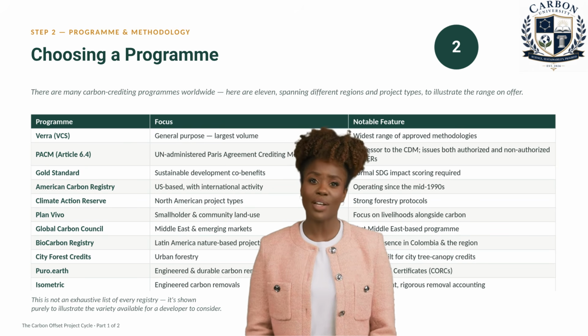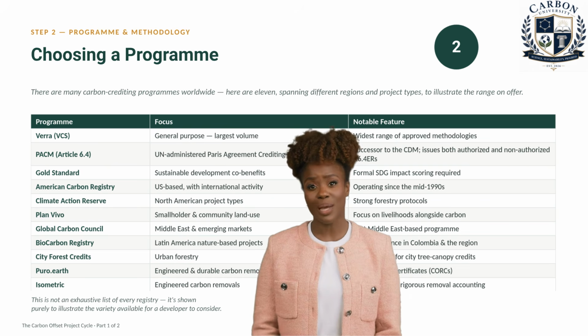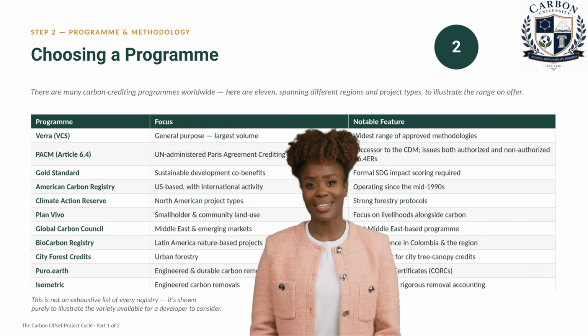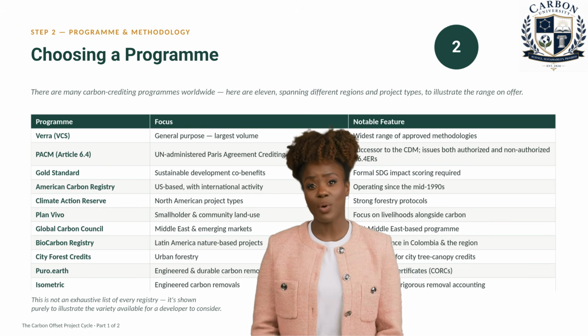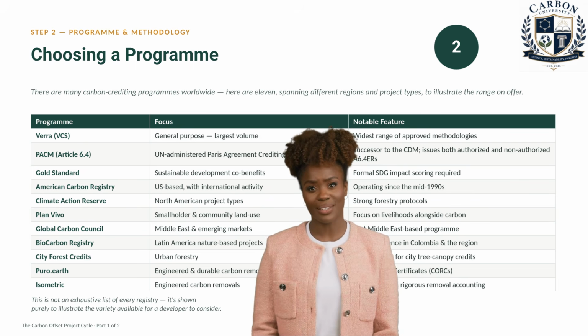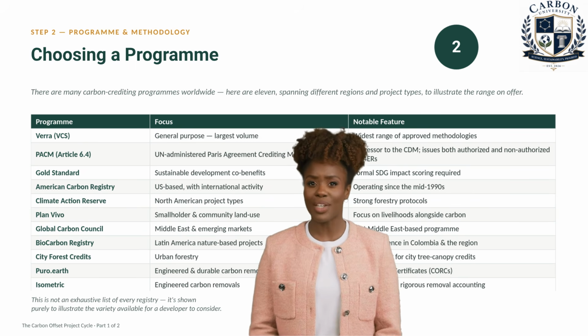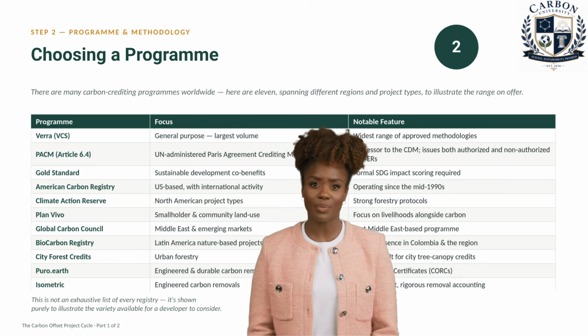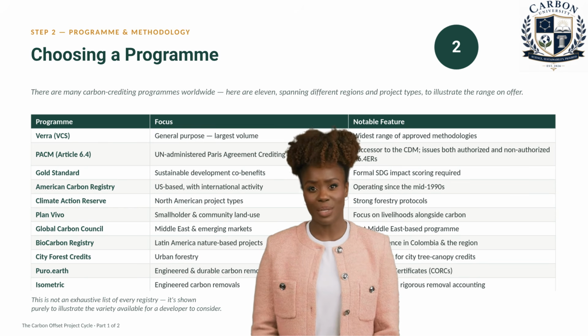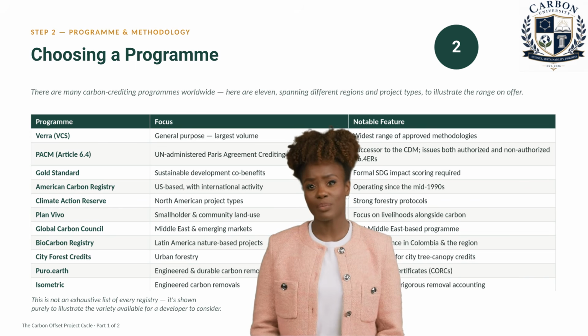Those range from Verra's high-volume, general-purpose VCS program to PACM, the UN-administered Paris Agreement crediting mechanism and successor to the Clean Development Mechanism, through Gold Standard's Sustainable Development focus. It includes regional players like the American Carbon Registry and Climate Action Reserve. It also includes registries with a given focus, such as Global Carbon Council and Biocarbon Registry, community-focused Plan Vivo, City Forest Credit's Urban Forestry niche, and newer entrants like Puro and Isometric, focused purely on engineered removals.